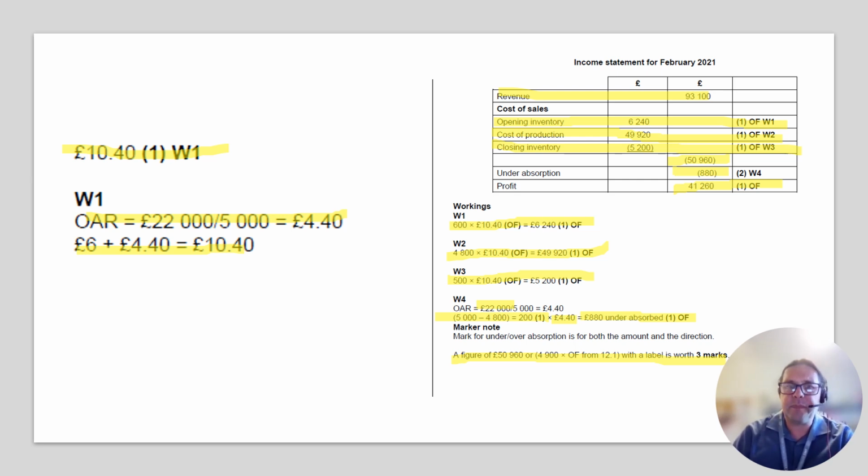Absorption costing, get those fixed production overheads into the cost of production, make sure inventory is valued correctly. Because remember, as the inventory goes up in absorption costing, profit will go up because we're moving those fixed overheads to the next financial period as opening inventory. Whereas for marginal costing, we write off all those fixed costs in one period.